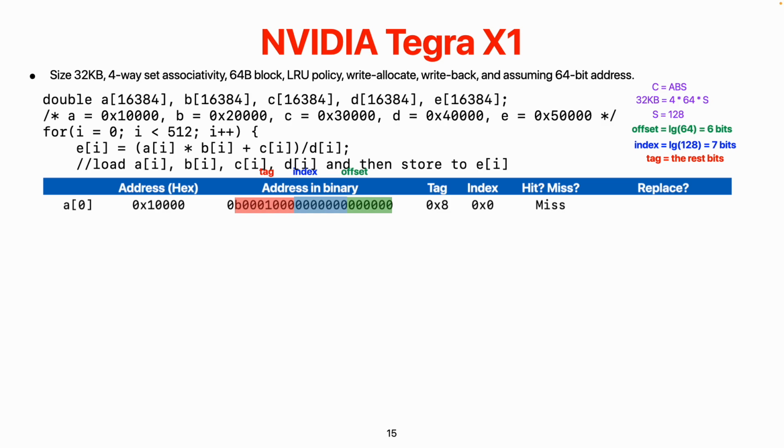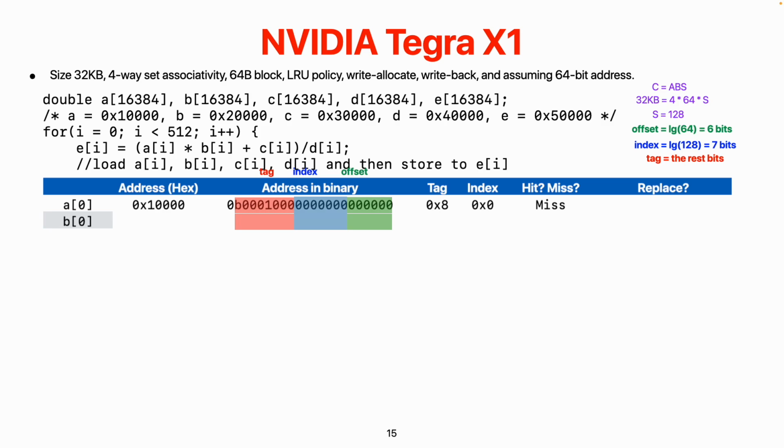A7, right? Because this is a 64-byte block and each element is a byte, so we should have 8 consecutive elements, right? So here we are putting A0 to A7 into the cache.